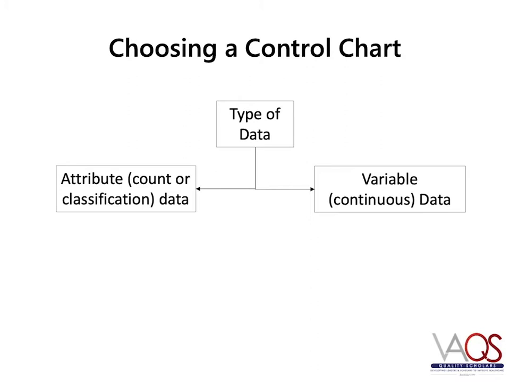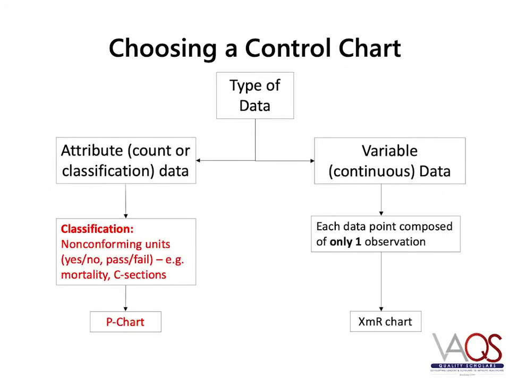Variable data includes clinical measures, such as patient weights, and operational measures, such as the number of patient visits or hospital length of stay. In this mini-module, we will review P-charts and XmR charts, which are two of the most commonly used statistical process control charts in healthcare improvement.